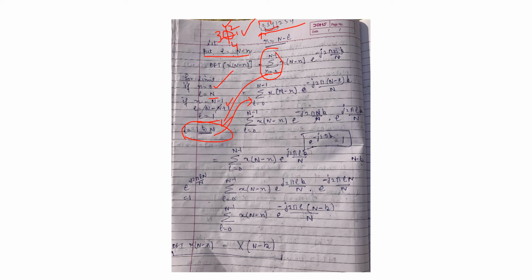x of N minus n. Now in this n also we have to replace in terms of N minus n. So for this n, we put L is equal to N minus n. From here, this n will be equal to capital N minus L. So we change this n in terms of capital N minus L.